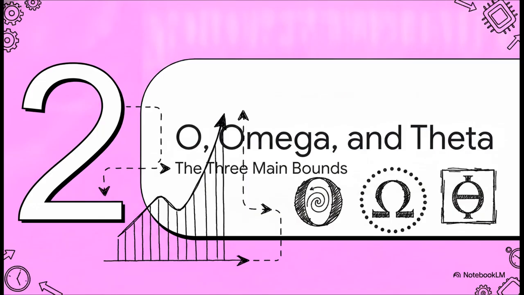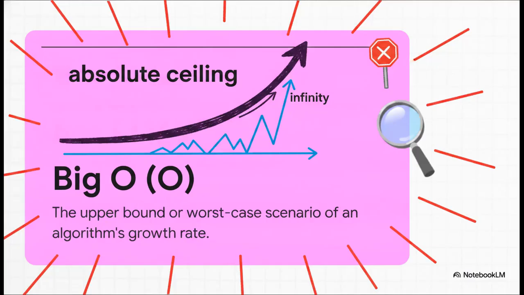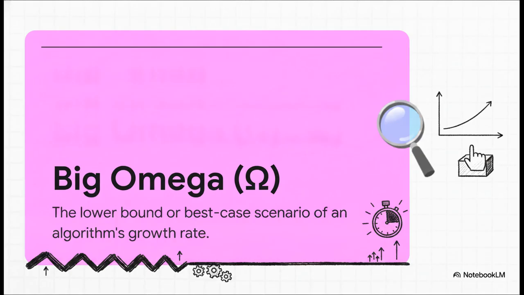Moving right along to part two. Let's meet O, omega, and theta, the three main bounds of our explainer. First up, we have big O. You can think of big O as the absolute ceiling. It cautions engineers about the maximum amount of time or memory an algorithm could possibly consume as inputs grow. Basically, it's the ultimate mathematical boundary for the worst-case scenario. It gives you a rock-solid guarantee that your algorithm's resource consumption will never exceed this defined curve, even as your data approaches infinity.